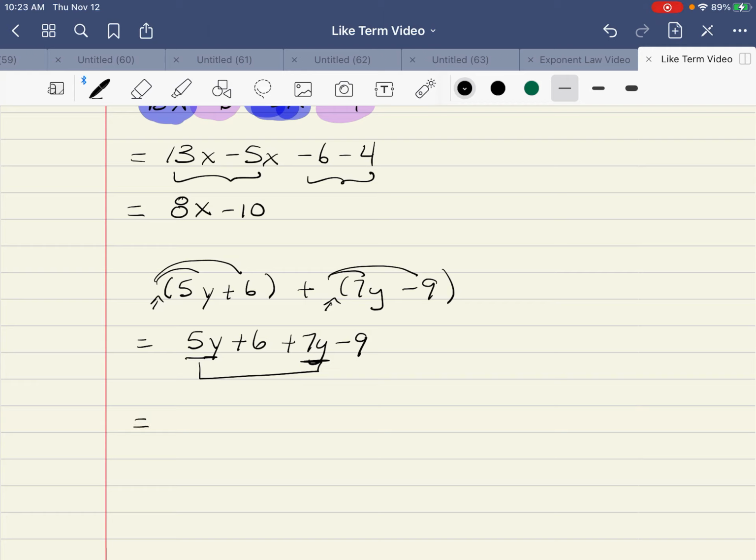If you don't want to use a highlighter, you can connect them like that, just making sure that you keep the sign in front. So I've got the 5y and the 7y, and then the plus 6 and the minus 9. And the last part's when you add or subtract, so you're going to have 12y and 6 take away 9 is minus 3.